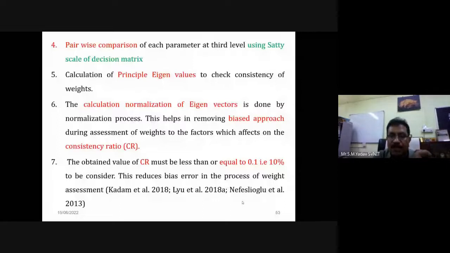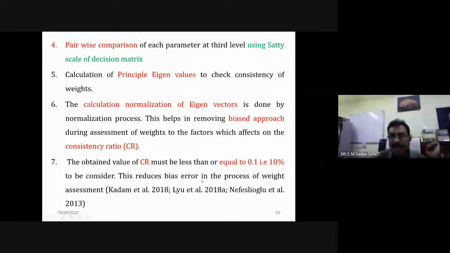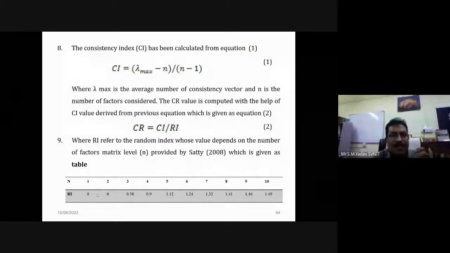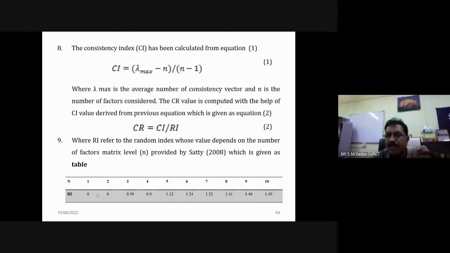The obtained value of CR must be less than or equal to 0.1, that is 10%, to be considered. This reduces bias error in the process of weight assessment. The consistency index is given by equation 1, that is lambda max minus n upon n minus 1, where lambda max is the average number of the consistency vector and n is the number of factors considered.